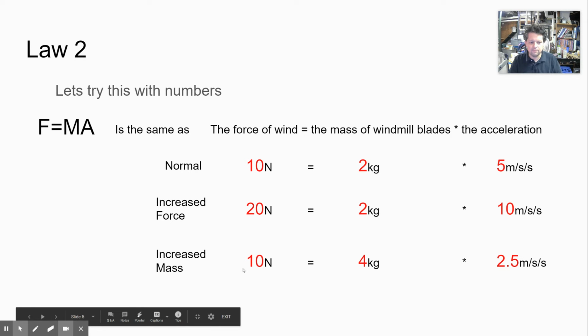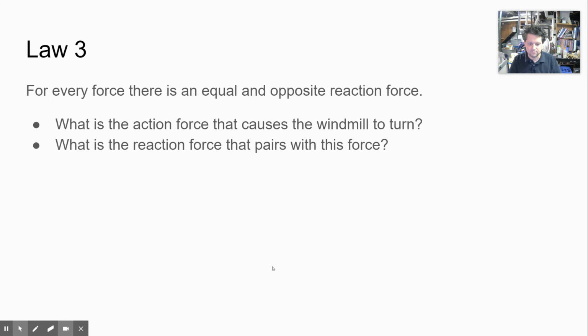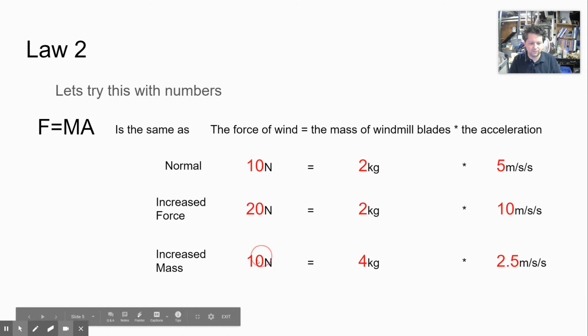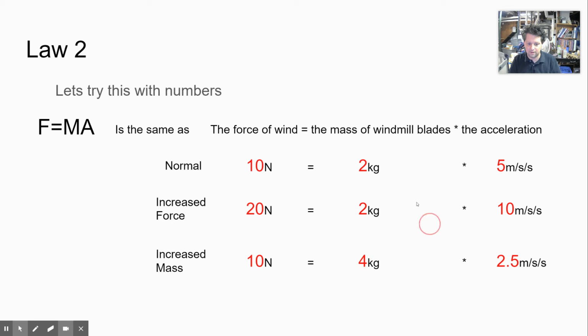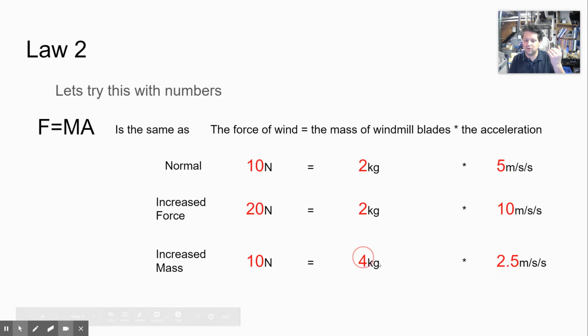But if I increase the mass of the blades and it doesn't capture any more of the wind, that reduces my acceleration. So now I've gone from, oops, that's unfortunate. Now I've gone from 10 newtons of wind power, just like the normal setting, but I've increased the mass of these windmill blades to 4. They were 2. I've doubled them. Well, that reduces my acceleration from 5 to 2.5. So now my acceleration is going down as the windmill blades get heavier.